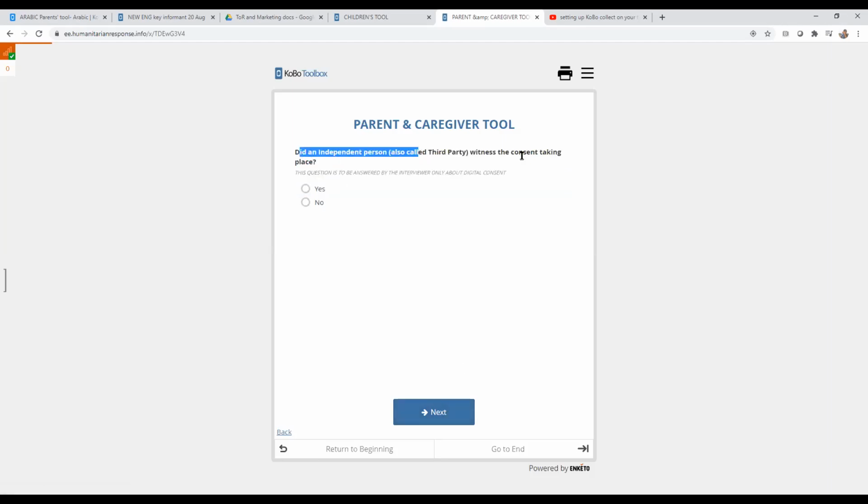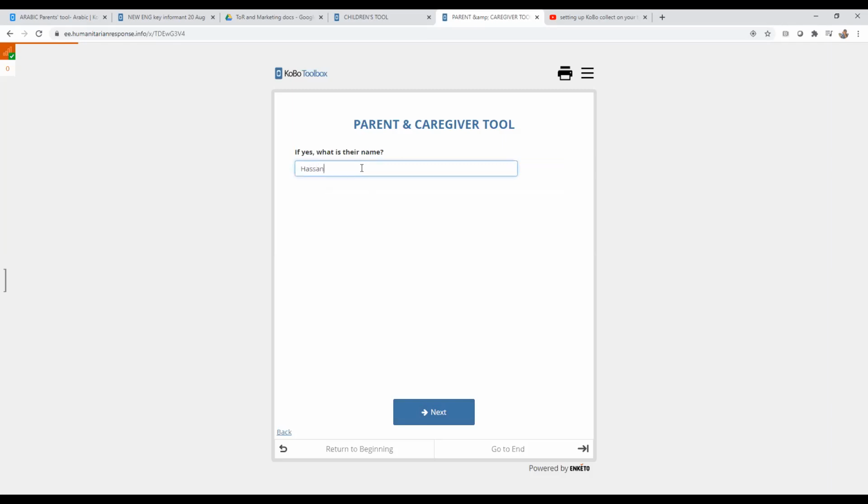This is the question about the third party. If there was a third party involved, you can say yes here. So basically, this is our informed consent procedure, making sure that there's a third party or witness taking the consent form. Do you understand so far? Yes. Okay. So then we have to write the parent's name.